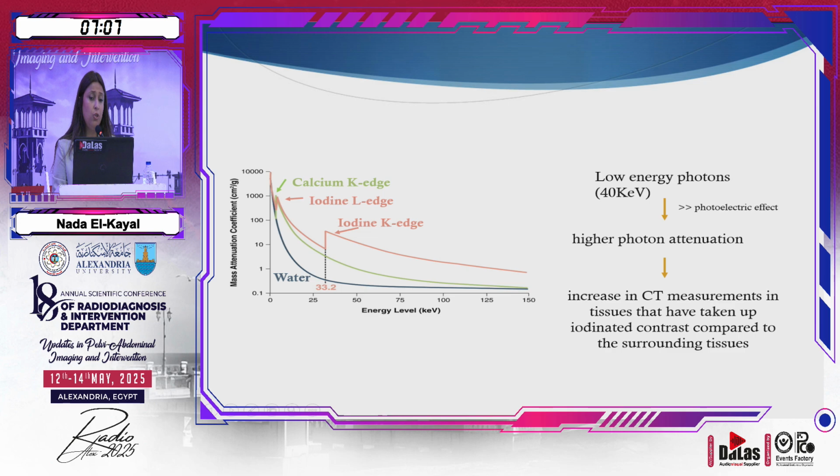So the use of low energy photons that are close to the K-edge of iodine would result in increased photoelectric effect and high photon absorption, and thus an increase in enhancement and in the CT numbers of tissues that have taken up iodine compared to the surrounding tissues. They will be easily delineated and more conspicuous.